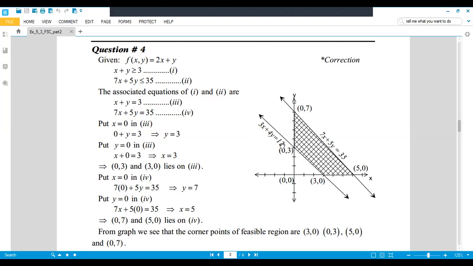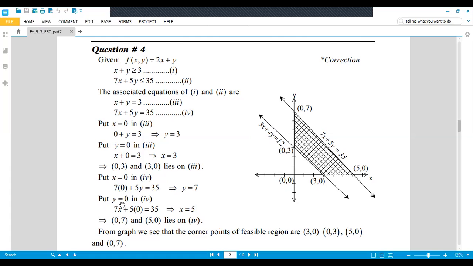Now we do the same step for equation number 4. We put x equal to 0. When we put x equal to 0, we get 5y equal to 35. 5 is multiplied here, shifted to the other side it will be divided. 5 sevens are 35, so y is equal to 7. So we get the point (0, 7) on the y-axis.